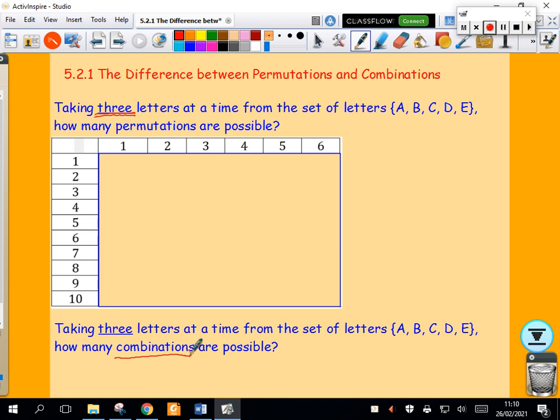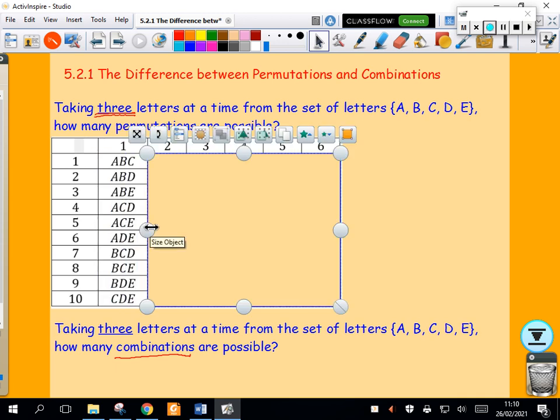And if I go through those alphabetically, A, B, C, A, B, D, A, B, E, there's a few different combinations. A, C, D, A, C, E, there's another couple of combinations. A, D, E, there's another combination. B, C, D, B, D, E, there's another combination. And finally, C, D, E. Okay, if I write that list of combinations down, there's 10 different combinations: ABC, ABD, ABE, ACD, ACE, ADE, BCD, BCE, BDE, CDE.